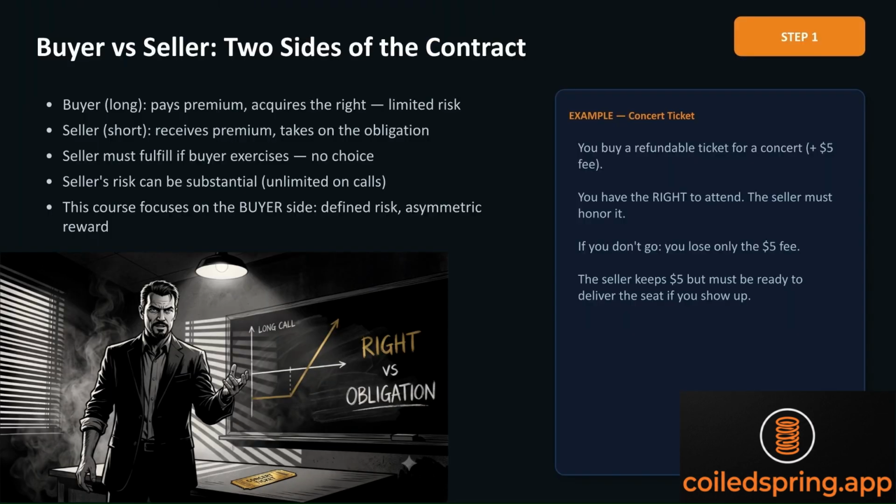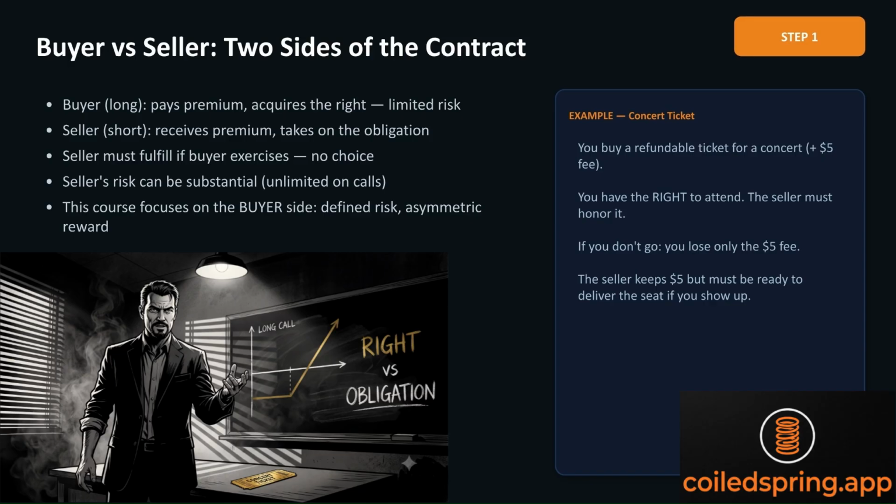Every options contract has 2 parties. Understanding the difference between them is critical, because their experience is completely asymmetric. The buyer, also called the long side, pays the premium up front. In exchange, they acquire the right. They control the decision. And their risk is strictly limited to what they paid, the premium, and nothing more. If things go wrong, they walk away.